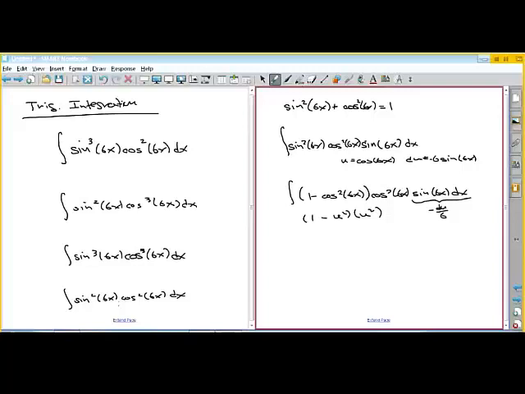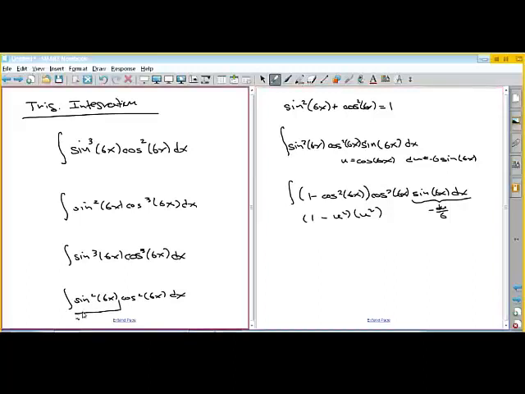When they're both even, this is where you have to use the power-reducing formulas. We did this particular one in class. So you'd have to use the other power-reducing formula for this one.